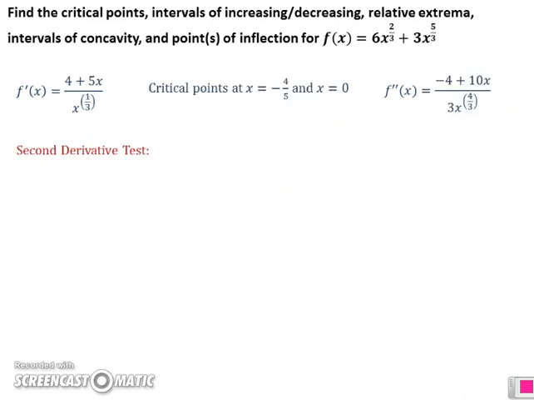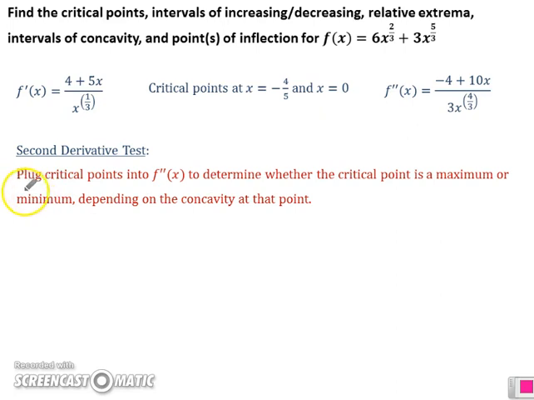Let's talk real quick about the second derivative test. So here's our first derivative equation, our critical points, and our second derivative equation. Remember, critical points are supposed to be where there's a horizontal tangent line, so possible maximum or minimum. So for the second derivative test, you plug the critical points into the second derivative to determine whether the critical point is a maximum or a minimum depending on the concavity. So if it's concave up or concave down, I said that backwards. This is the down, this is the up. It tells you there's a horizontal tangent, and if it's concave down, then it's a maximum, or vice versa if it was a minimum.